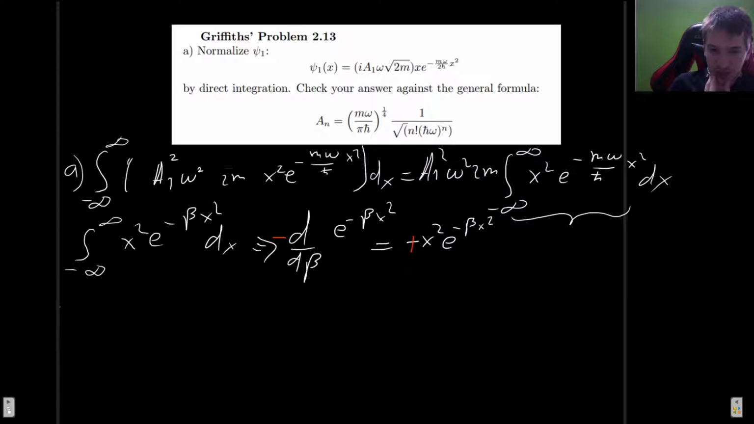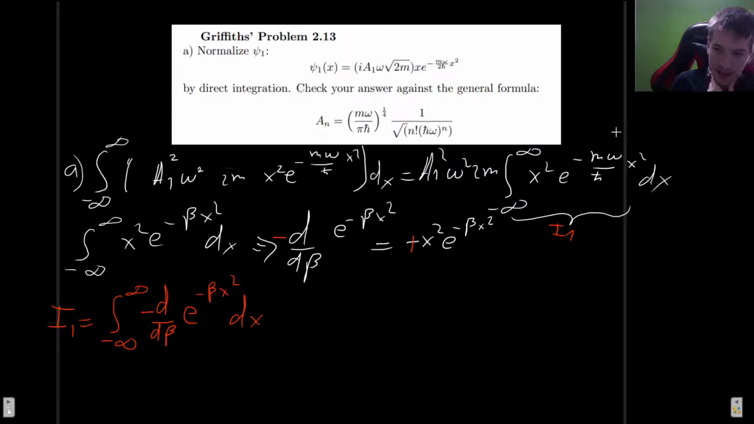So let us now rewrite our integral. Let's just call this I1. I'm going to leave the constants outside for now, so I don't have to be writing them all the time. So that integral I1 is going to be the integral from minus infinity to infinity of minus the derivative with respect to beta of the exponential of minus beta x squared dx. Beta in this case is just m omega divided by h bar. This right here is our beta.